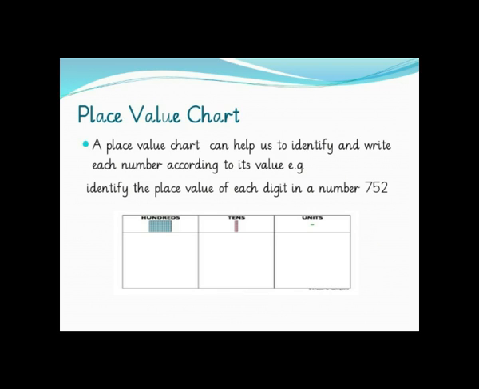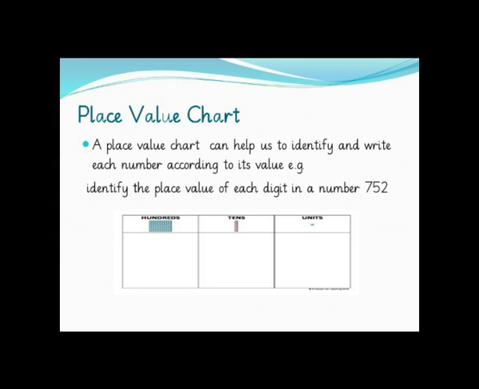As we have discussed how we can utilize base 10 material to define the given number, now we will see how a place value chart can help us to write down the given number accordingly. A place value chart can help us to identify and write each number according to its value. Now, let's discuss the given number 752. If you see over here, there are 2 units, 5 tens and 7 hundreds.